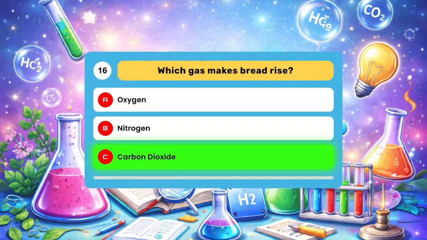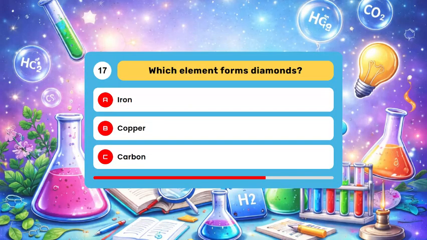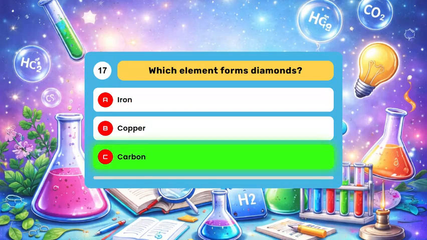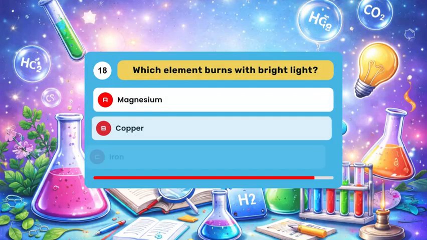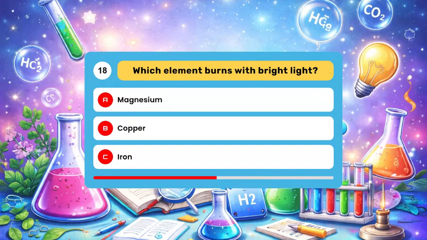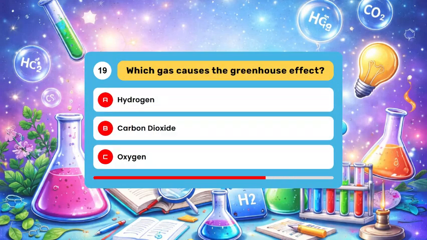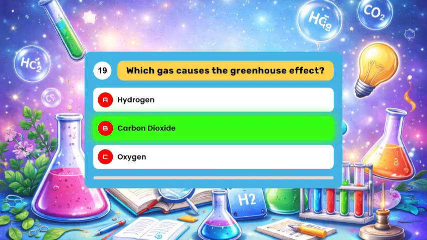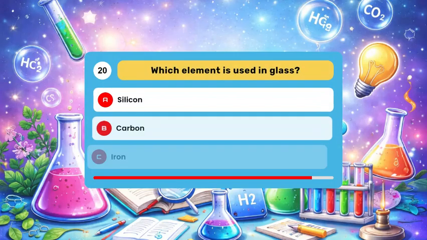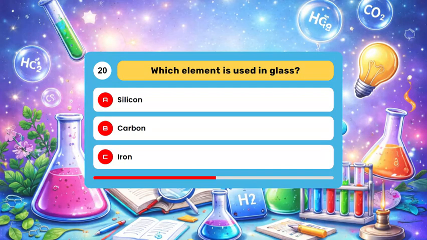Carbon dioxide. Which element forms diamonds? Carbon. Which element burns with bright light? Magnesium. Which gas causes the greenhouse effect? Carbon dioxide. Which element is used in glass?